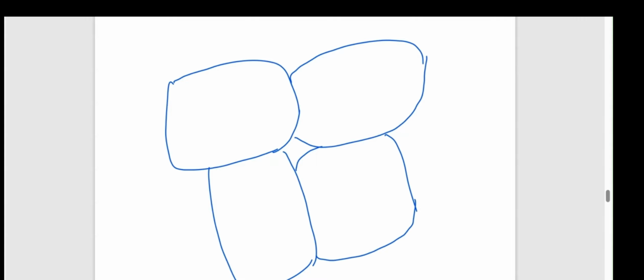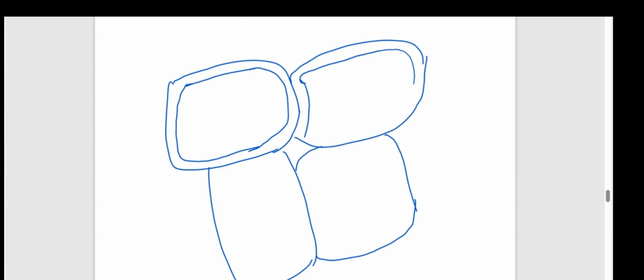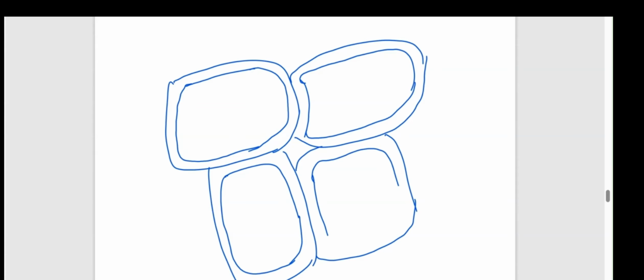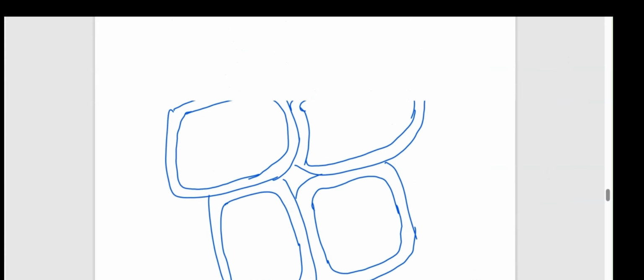Each cell touches at least two other cells. Because these are plant cells, we always make the double wall to show that it's a cell wall also surrounding them, or the cell membrane and the cell wall. The same criteria is applied here as well, that we have to use more than 75% of the space that is available to us.